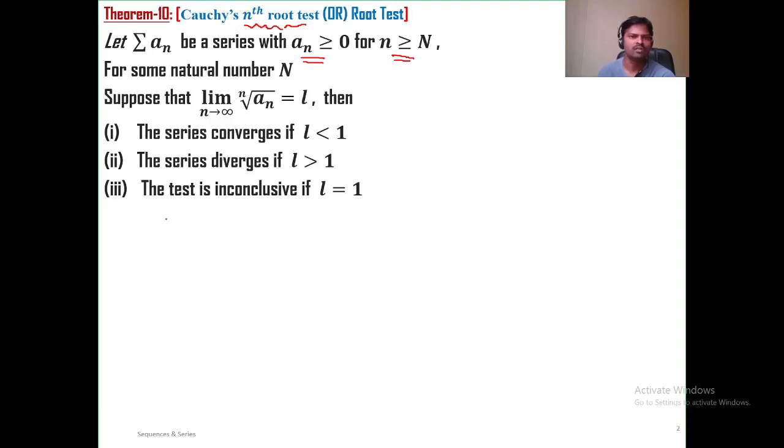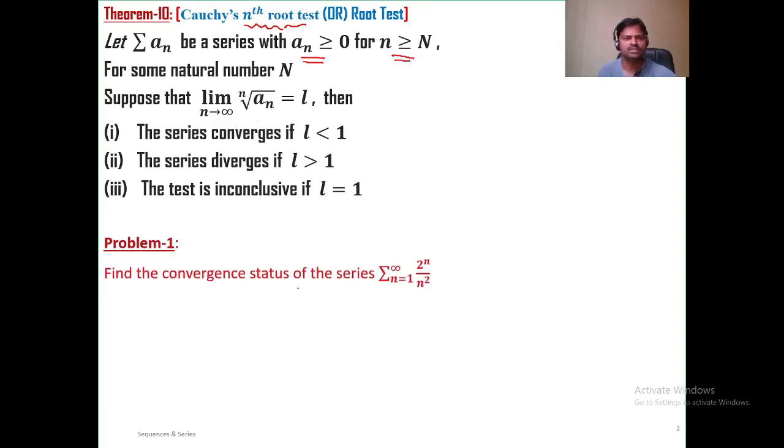Again, the proof is not required. Just have some problems related to this. First problem, find the convergence status of the series, n running from 1 to infinity, 2 to the power of n upon n square.